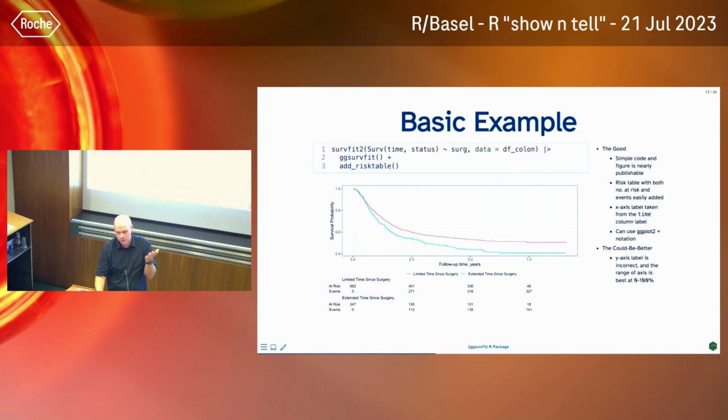The y-axis label is incorrect. So if you know the colon data set, then survival probability is not the right label for the y-axis.